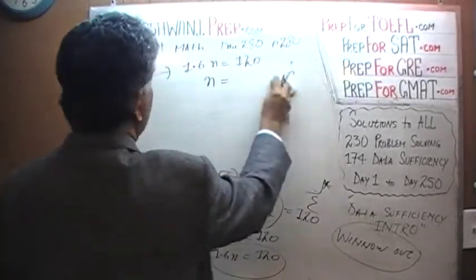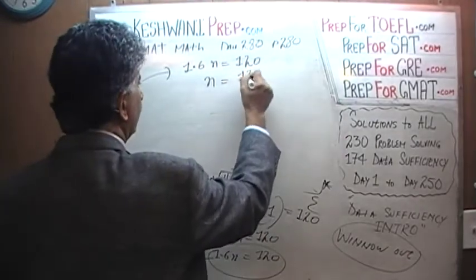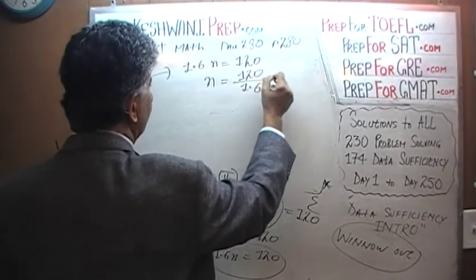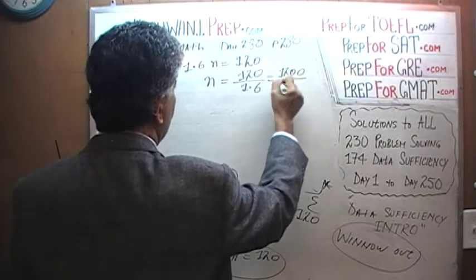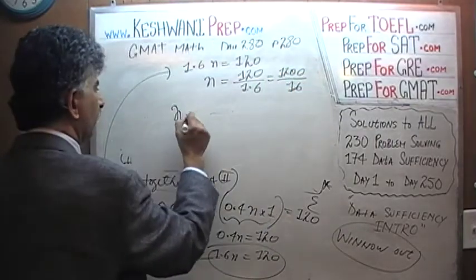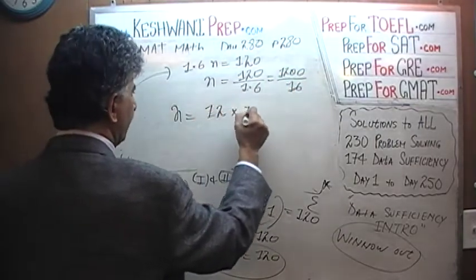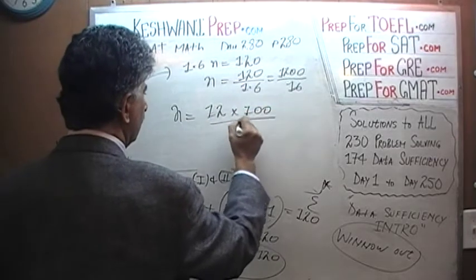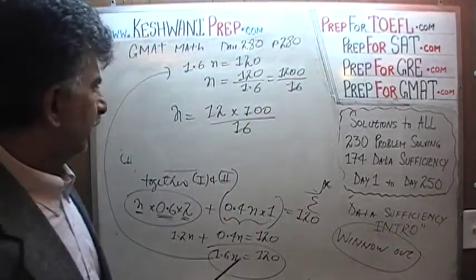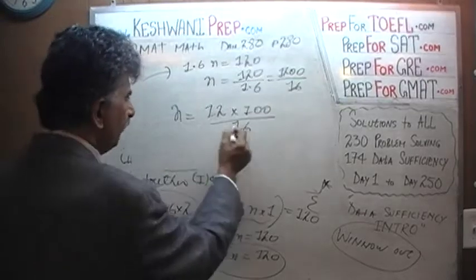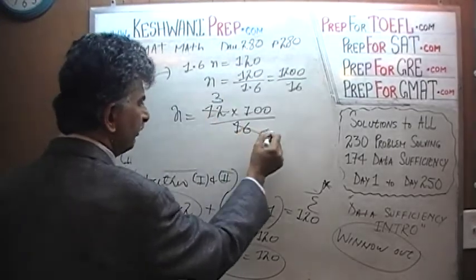I could have left it the way it was, which is 120 times 1.6, which is the same as 1200 over 16. N equals 1200. I'm going to break it up, and we'll see in a while why I want to break it up. Let's divide top and bottom by 4. If you divide top and bottom by 4, this becomes 3 and this becomes 4.